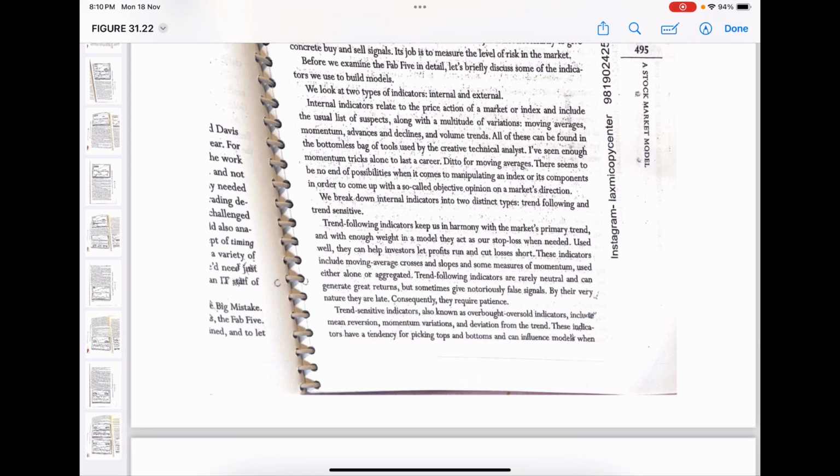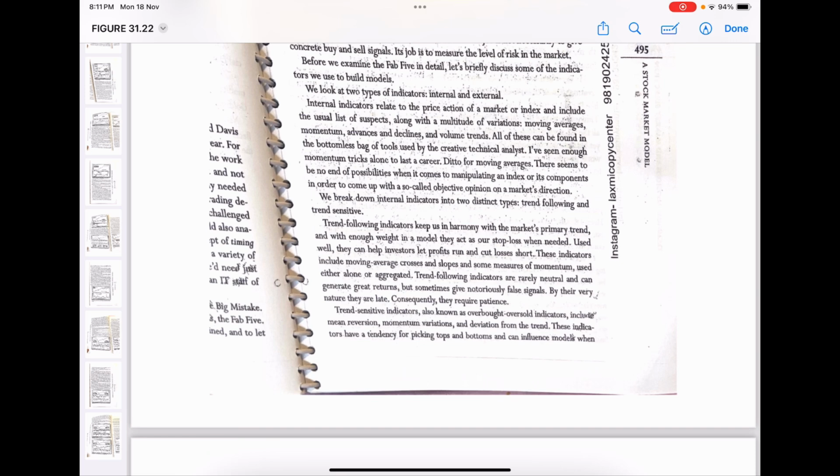Internal indicators relate to price action of a market or index and include the usual list of suspects along with a multitude of variations. So, whatever the price action indicators are, like moving average, momentum, advances and declines, volume trends, etc. All of these can be found in the bottomless bag of tools used by the creative technical analyst. I've seen enough momentum tricks alone to last a career. Ditto for moving averages. There seems to be no end of possibilities when it comes to manipulating an index or its components in order to come up with a so-called objective opinion on the market's direction.